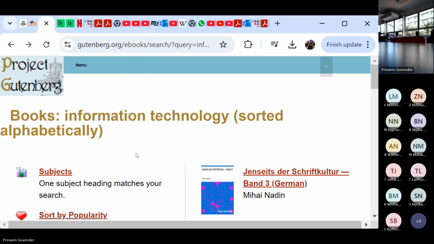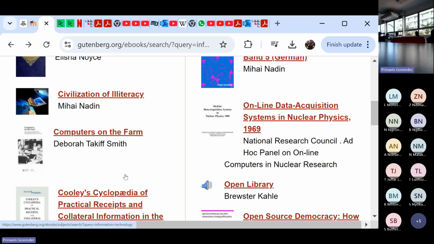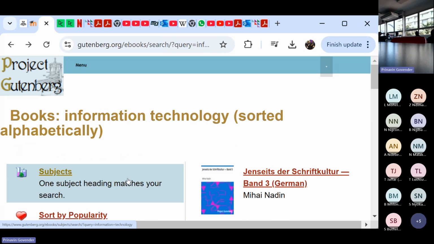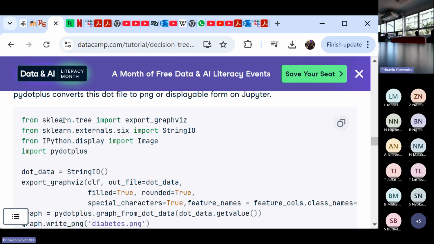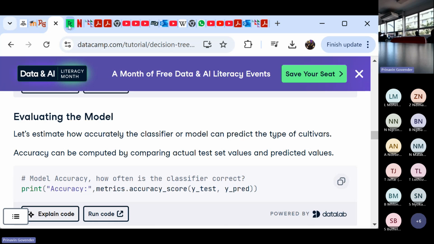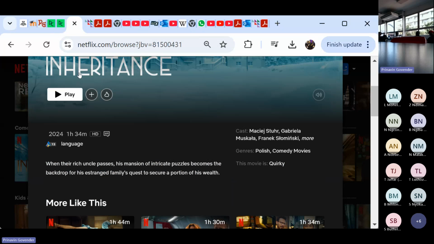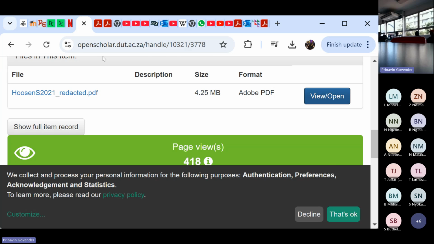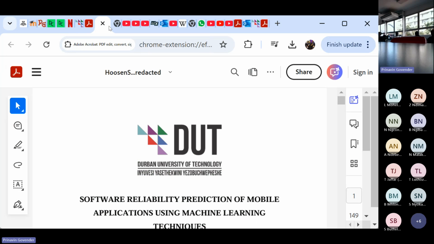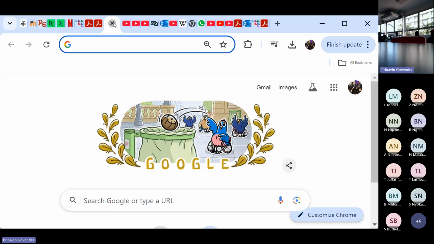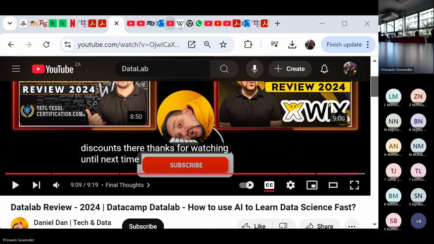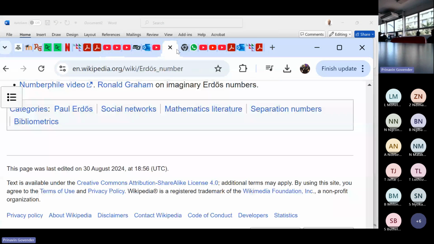Let's not go there. Oh, yesterday I was just reading up on books. There's a free project. I'm going to share this with you. Free projects, free books you get, free audio books. What is this? Data and AI. I was reading through that. Decision tree classification, that's something else that interests me. Oh, this was movies. This is another article. I was reading my friend's thesis. Where's this Erdos? Wikipedia. Sorry, I'm just digressing a little bit.